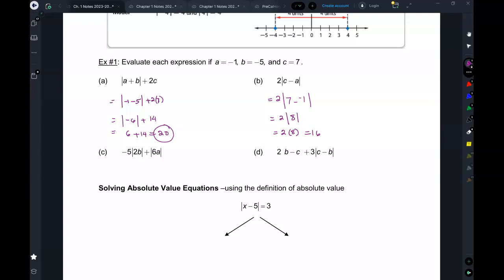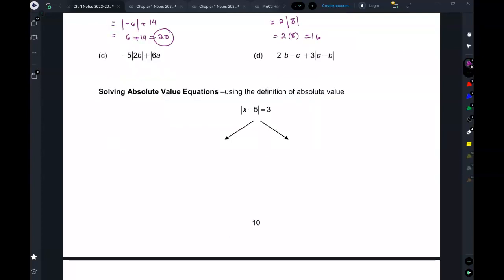All right. So now, using the definition of absolute value, whenever you have an absolute value equal to something, you're basically saying this thing inside is 3 units away from 0. So what are the numbers that are 3 units away from 0? 3 and -3. So that thing inside can be at -3, or that thing inside can be at +3. Okay? So if something is 3 units away from 0, it can be at -3 or it can be at +3.